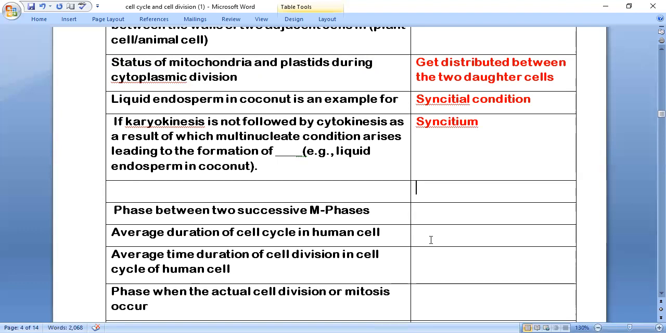Phase between two successive M phases: interphase. Average duration of the cell cycle in a human cell: 24 hours. Average time duration of cell division in the cycle of a human cell: 1 hour. The phase when the actual cell division or mitosis occurs is the apparent phase or division phase.